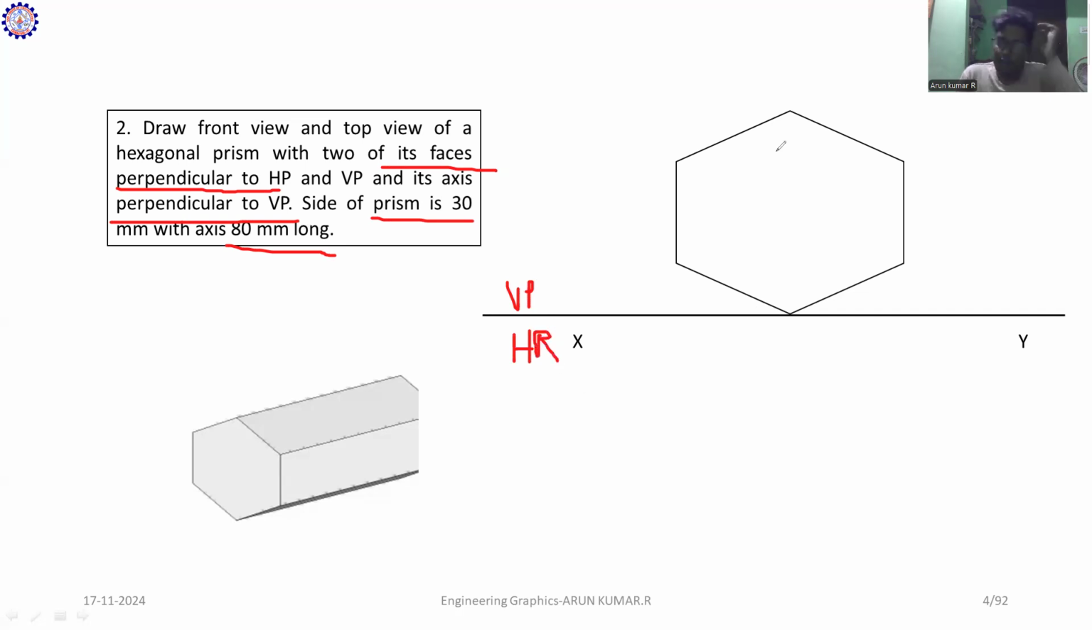Here you have to mention the data: this angle is 60 degrees, and this angle is 60 degrees. According to this condition, you have to construct the hexagon. The side value of this hexagon is 30 mm.